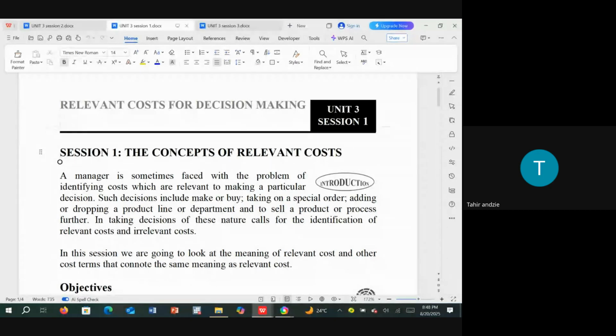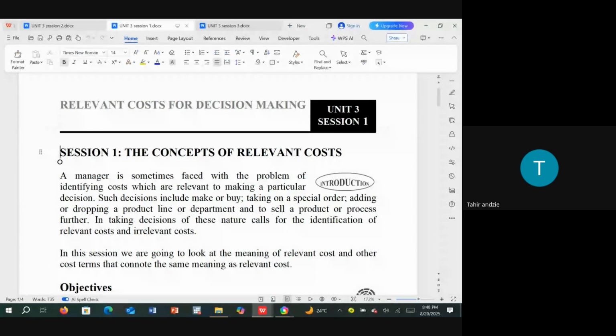So we are saying that management are often faced with the problem of identifying which costs are relevant for undertaking certain short-term decisions. Some of these short-term decisions include make or buy, where management may have the option to produce a particular product in-house or buy it outside. In taking such decisions, you need to be able to identify which costs are relevant and which costs are irrelevant.